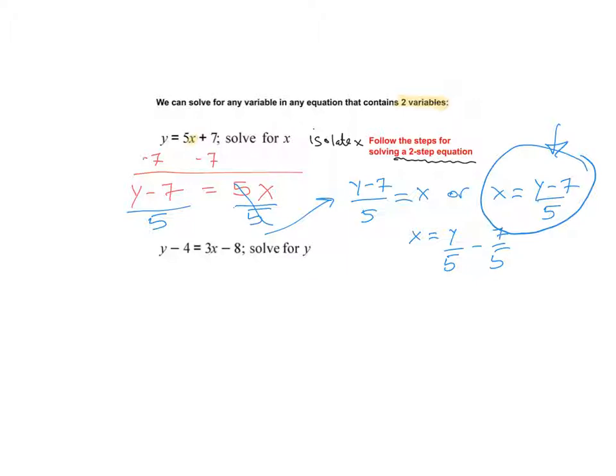All right, last problem that we're going to do here is we're solving in this equation for y. So I've got y minus 4 is equal to 3x minus 8. This is actually a really easy one, and here's why. All I need to do is get the y by itself. To get y by itself, I just need to get rid of that minus 4. So look at what we're going to do. We're going to add 4 to the left. We're going to add 4 to the right. And I'm left with y equals 3x minus 4, or 3x plus negative 4, either way that you want to do it. That is my answer. We're not really solving for anything.